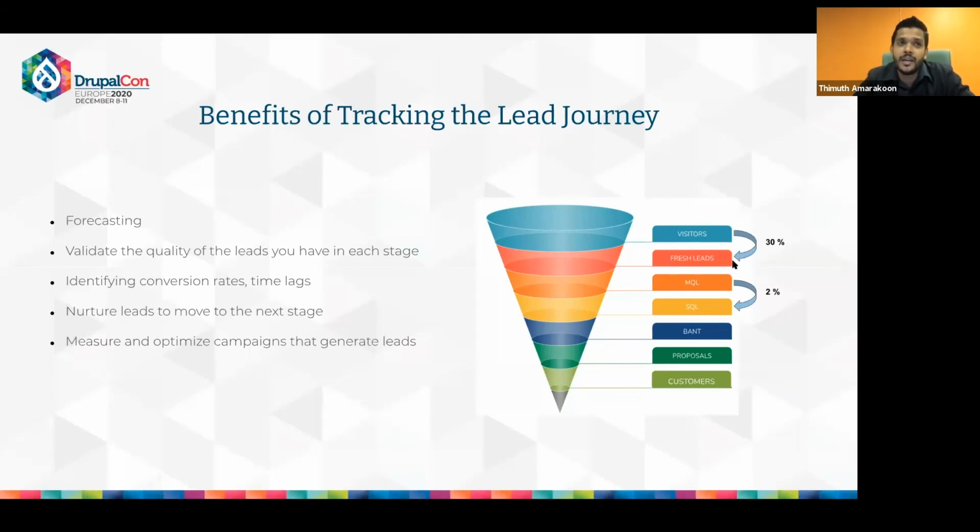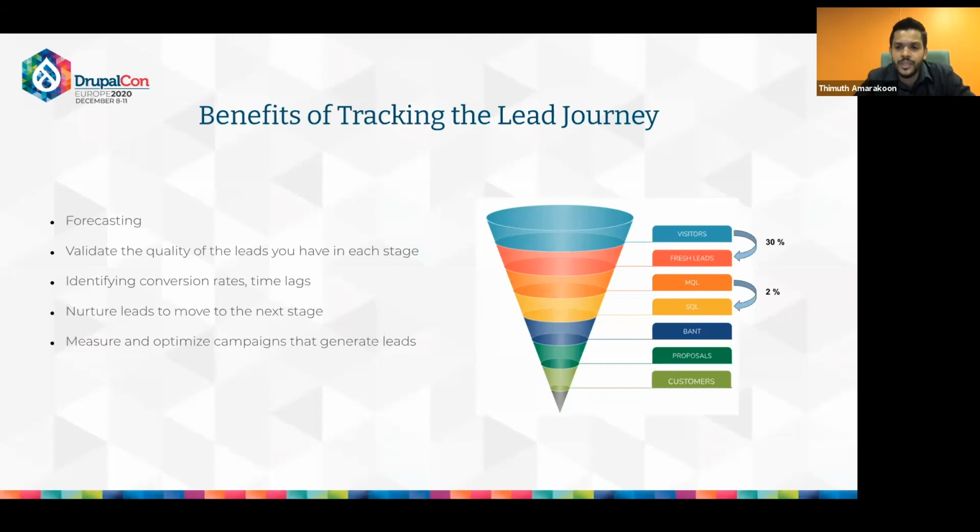And maybe ultimately you can say, okay, 10% are converting into customers. So in this quarter, if you get a specific amount of visitors, you can tell your sales team, okay, you can expect this amount of customers in the coming quarters or coming months. So that's forecasting.